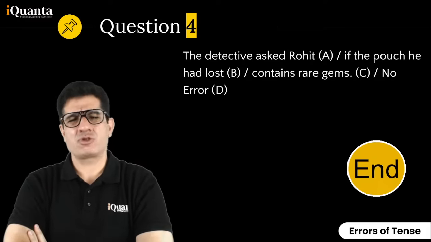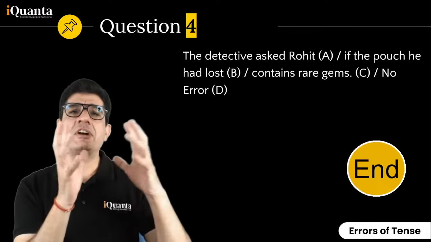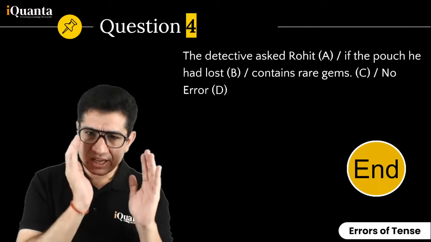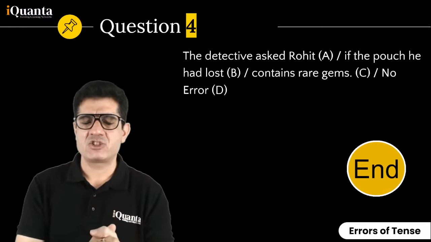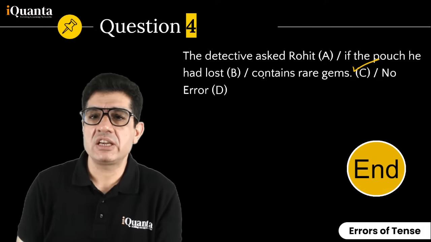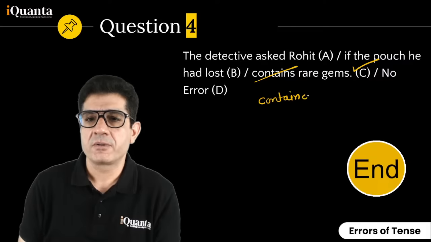Priyanshi, that I should part of that sentence was absolutely correct. There are two different clauses, okay? So whenever you evaluate sentences with multiple clauses, check every clause independently and then see. Okay, the answer here is C. Instead of contains, it should be contained.